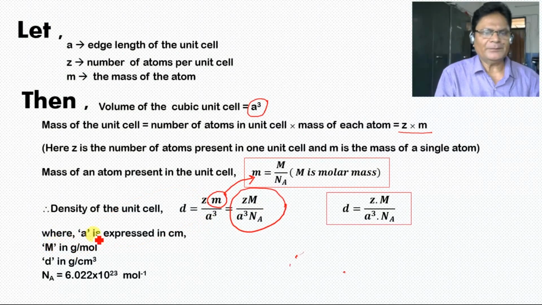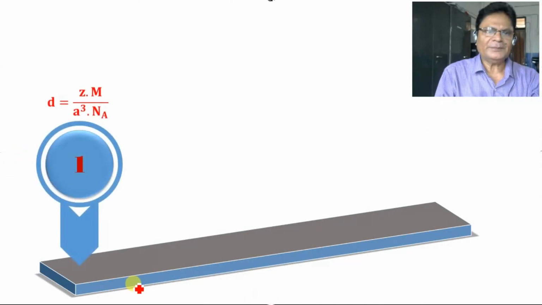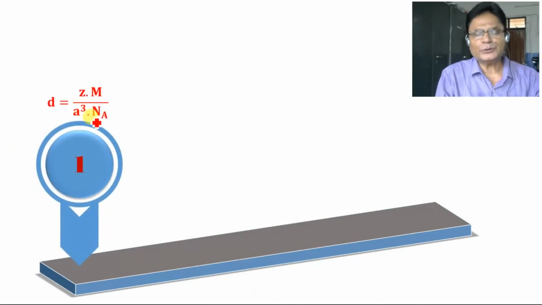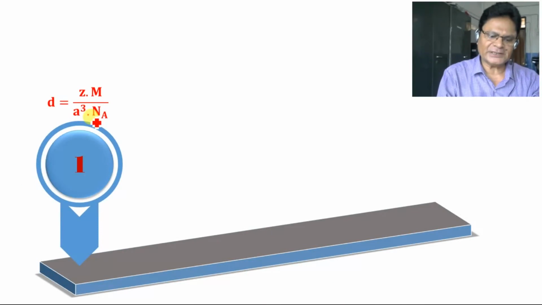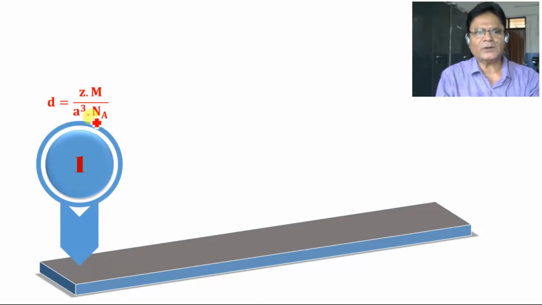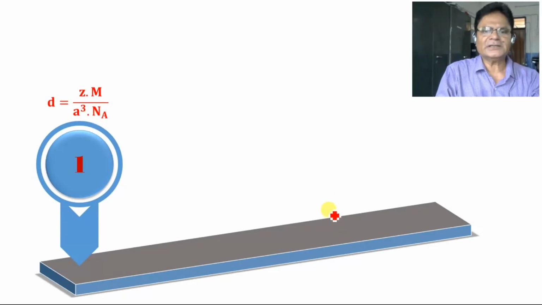In this formula, a is to be expressed in centimeter and M is to be expressed in gram per mole and density d in gram per centimeter cube. We know the value of Avogadro's number is 6.022 into 10 to the power of 23 per mole. This formula can be applied to two types of crystals: metallic crystal, in which the constituent particles are all alike, that is atoms, and ionic crystals, in which the constituent particles are oppositely charged ions.